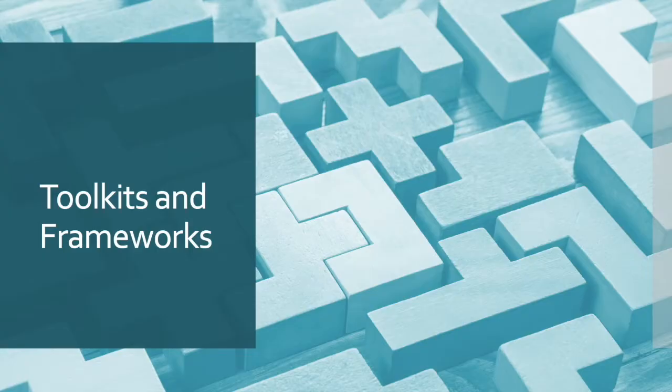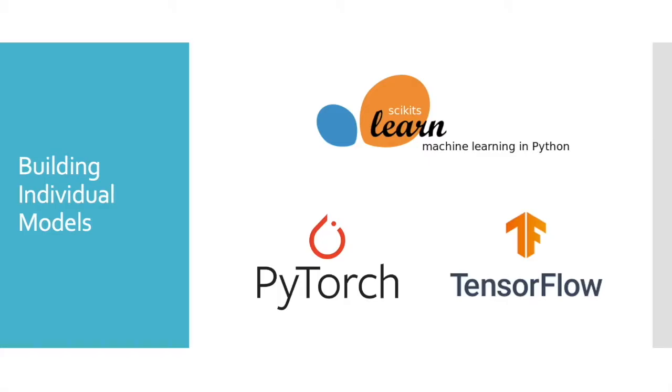So now you've framed your problem and collected your data. The next step is to train your models. I'm going to give you an introduction to some popular toolkits and frameworks that you can use to do that. So to train a model, scikit-learn or sklearn is a popular toolkit for classic models that we talked about, like logistic regression, support vector machines, random forests, etc. For neural networks, you can use tools like PyTorch and TensorFlow.